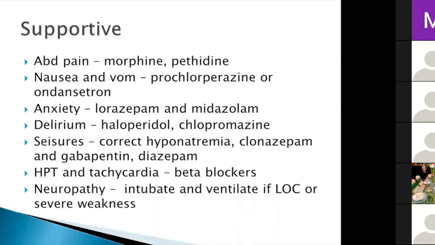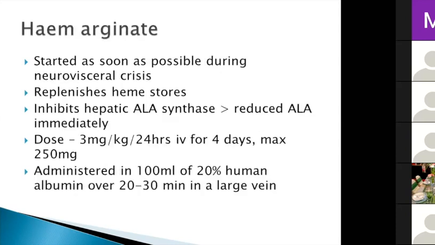To arrest seizures, we need to correct hyponatremia. We can give clonazepam, gabapentin, or diazepam. Beta blockers can be used for tachycardia and hypertension that these patients can present with during an acute attack. And then if our patient has neuropathy, as well as severe muscle weakness and we're worried about aspiration, we may need to intubate and ventilate our patient.